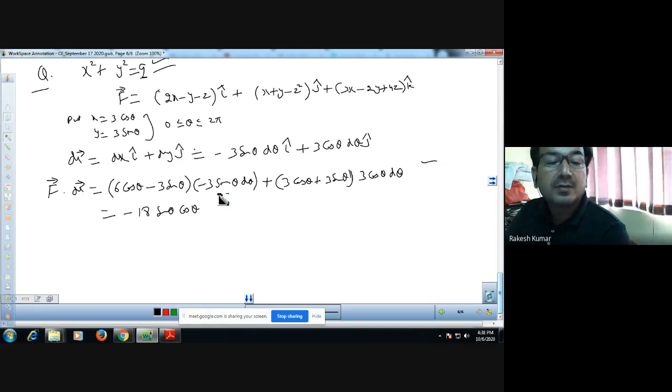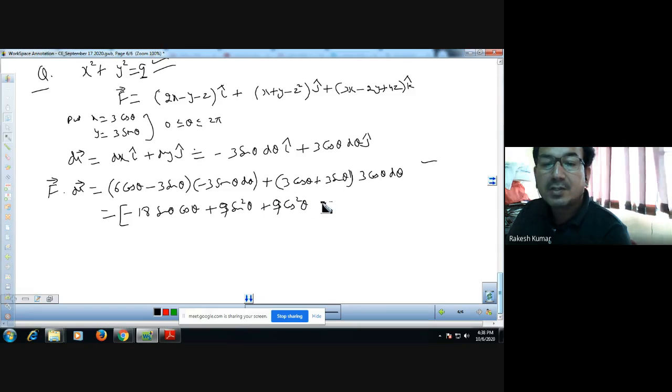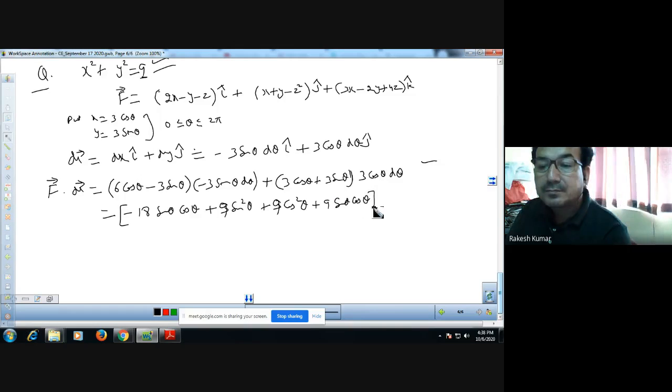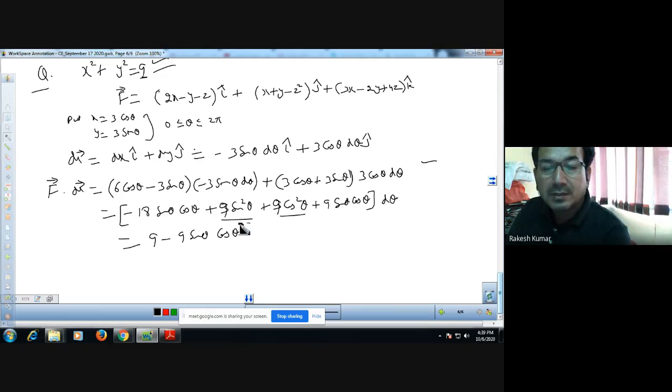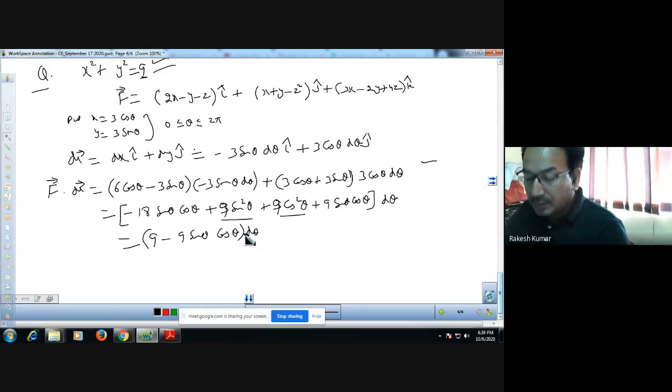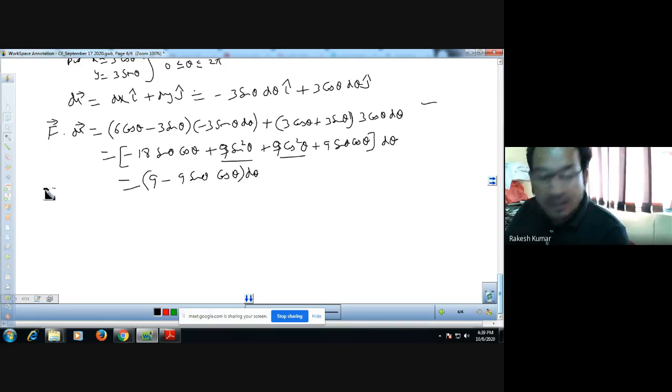And lastly we will find the circulation. So minus and minus will be plus, that will be 3 sin square theta, and theta will be taken common. So plus 3 and 3 is 9, cos square theta, and 9 sin theta cos theta. Now 9 can be taken common, so sin square plus cos square is 1, so 9 is there, and 18 minus 9, that is minus 9 sin theta cos theta. So this is the term we have, and now you can find the circulation, or the required work done.